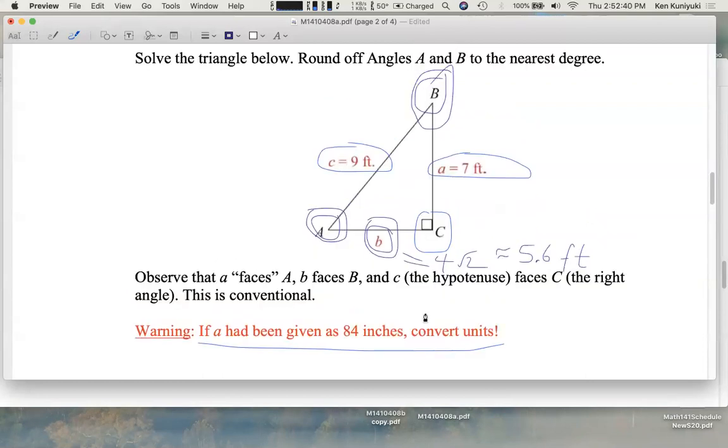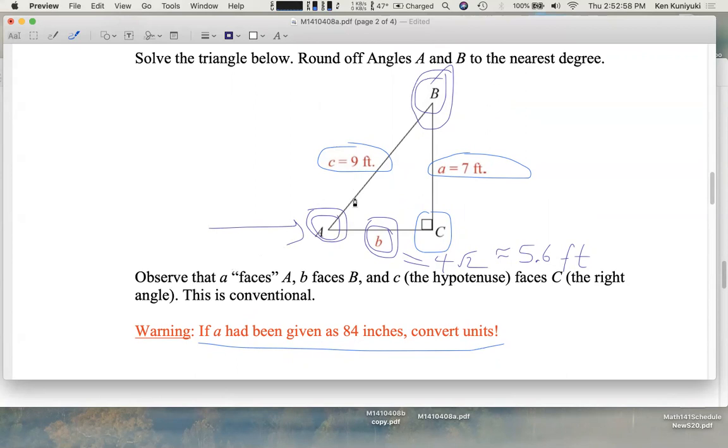Now we have all 3 side lengths for this right triangle, and we know that big C is a right angle. How can we find these 2 other complementary angle measures? For example, what if we want the measure for angle A?